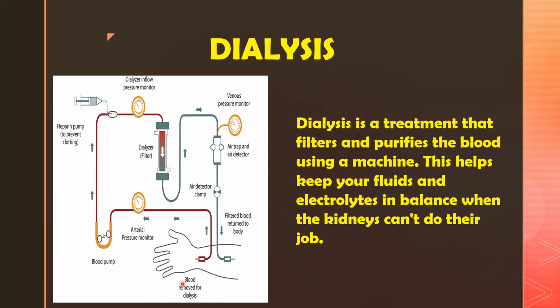So this is a diagram of dialysis. How dialysis happens has been shown here. See, actually from our wrist, an artery and vein are found and then it is connected to the whole system.